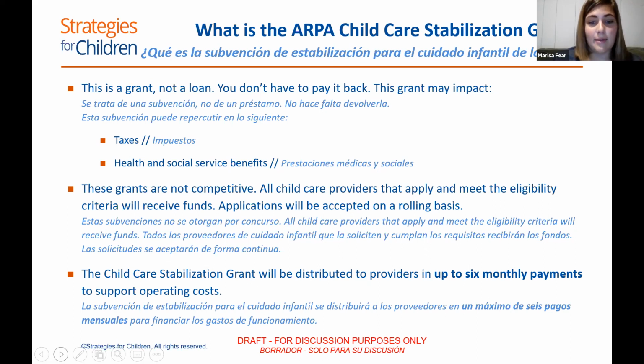So the Child Care Stabilization Grant will run for 6 months from July through December of 2021, and providers can receive up to 6 monthly payments. And we'll talk a little bit more about that when we get to the eligibility slide.